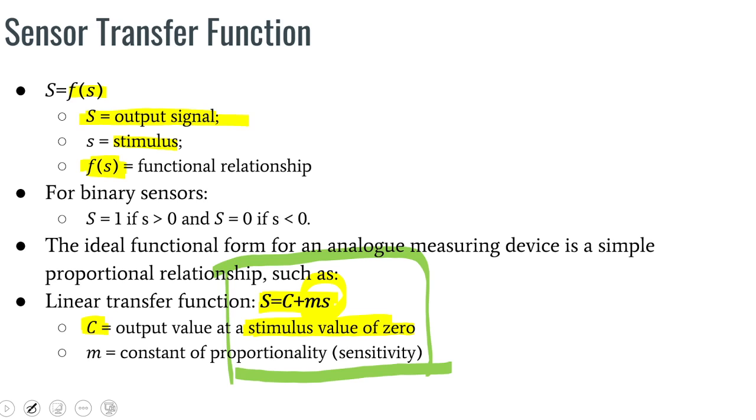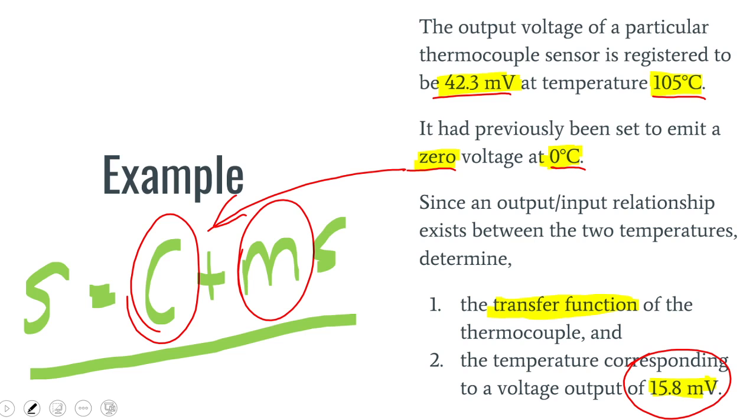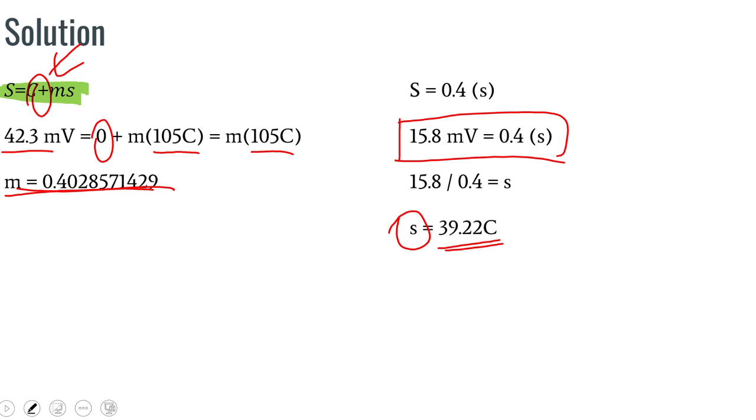In this case, this is a linear transfer function, but that doesn't mean all sensor functions are going to be linear. Some may be linear, some may be exponential functions, or there could be different functions depending on the type of sensor that you may be working with. If it is a linear transfer function, we would be able to solve it, or do calculations, in this manner.